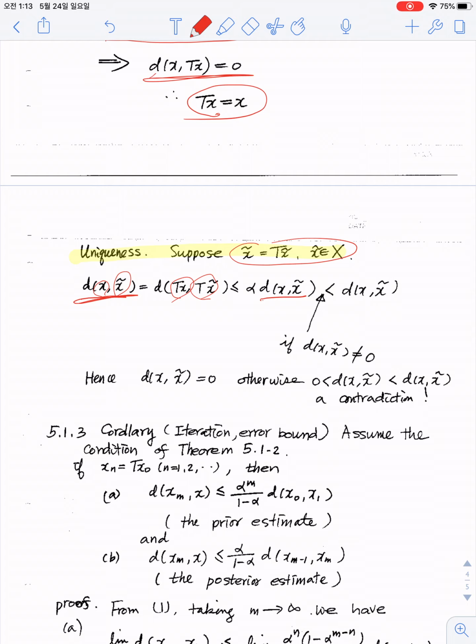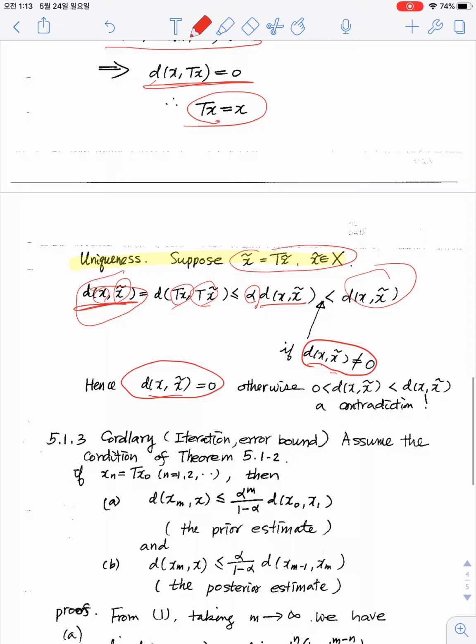And if the distance between x and x tilde is non-zero, then alpha is less than 1, so this is less than d(x, x tilde), and this is a contradiction, right? So if this one is non-zero, then this holds and we have a contradiction. So finally we can conclude the distance between x and x tilde becomes 0, which means x equals x tilde, by the definition of a metric. So this is the uniqueness theorem.